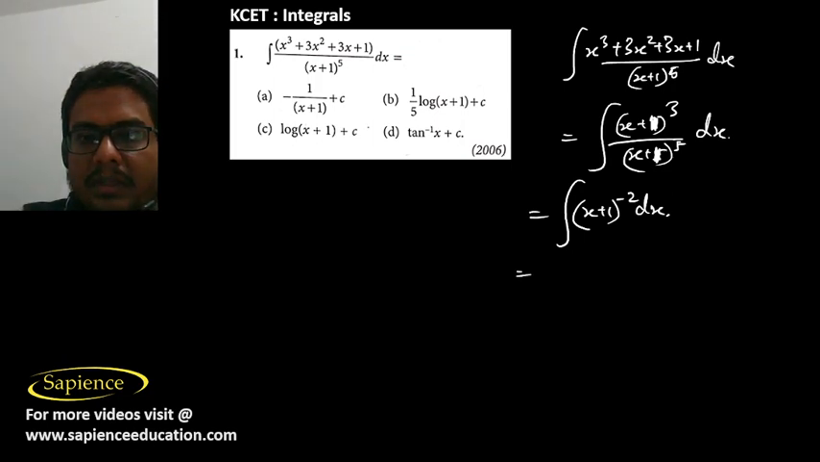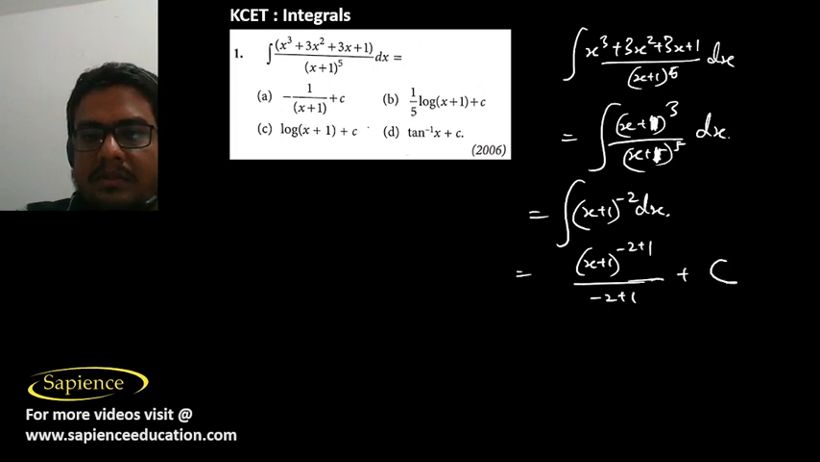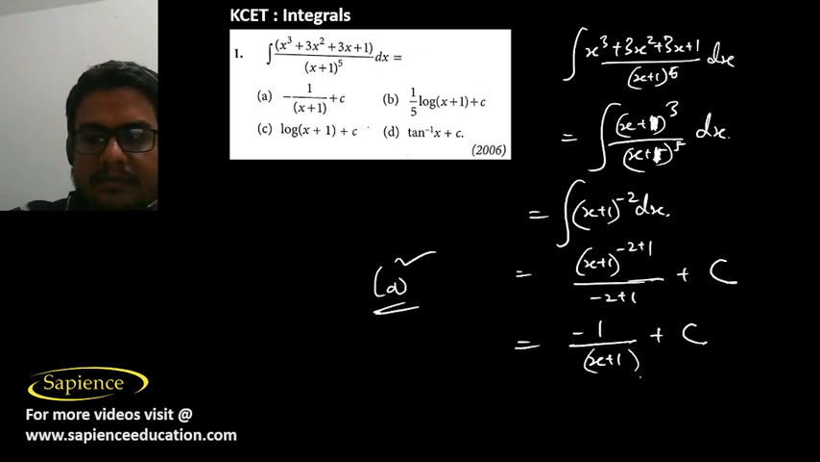So this will be equal to x plus 1 whole power minus 2 plus 1 by minus 2 plus 1, plus c. So this will be x plus 1 raised to power minus 1, and this will be minus 1 also. So it will be minus 1 by x plus 1 plus c. So option A is the correct answer.